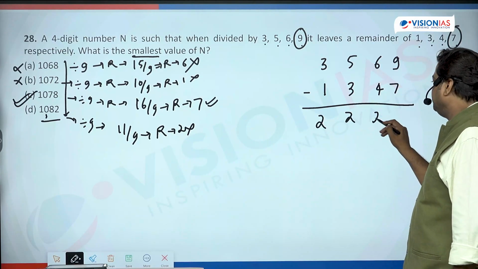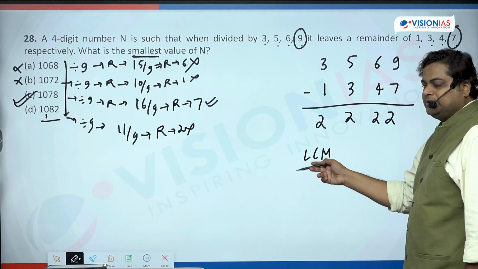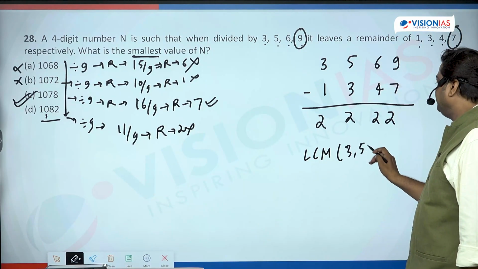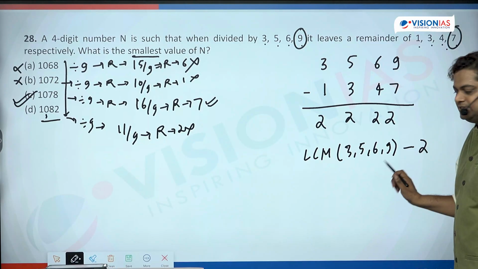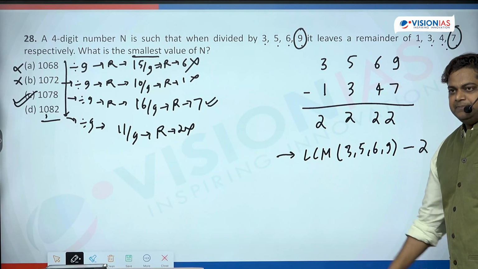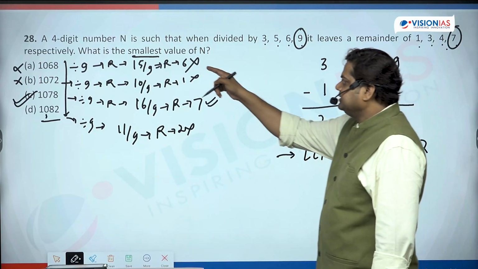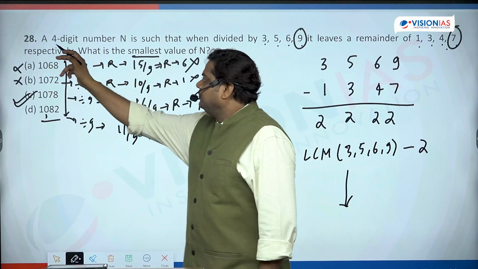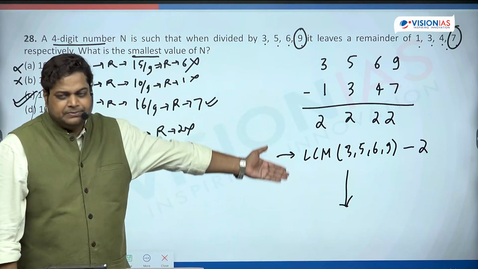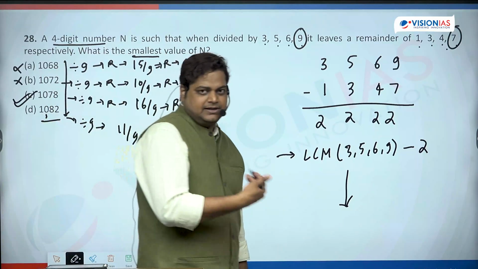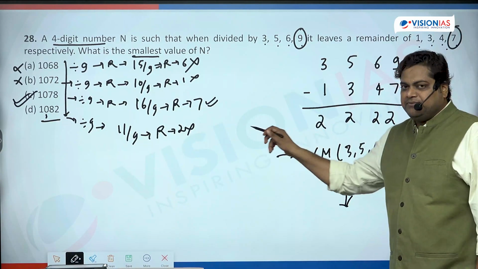Minus, see what difference we are getting? 2, 2, 2, 2 everywhere. Then we are going to take, the first number would be what? The LCM of 3, 5, 6, 9, minus 2. Minus kar dete hain yahan pe difference. So this is the first such number. This way we are going to check for the number which is the smallest 4-digit number. That way also we can go. तब भी आंसर मिल जाएगा, but it is little lengthy. LCM निकालो, फिर उसके बाद minus करो, then see a number which is nearby 1000.